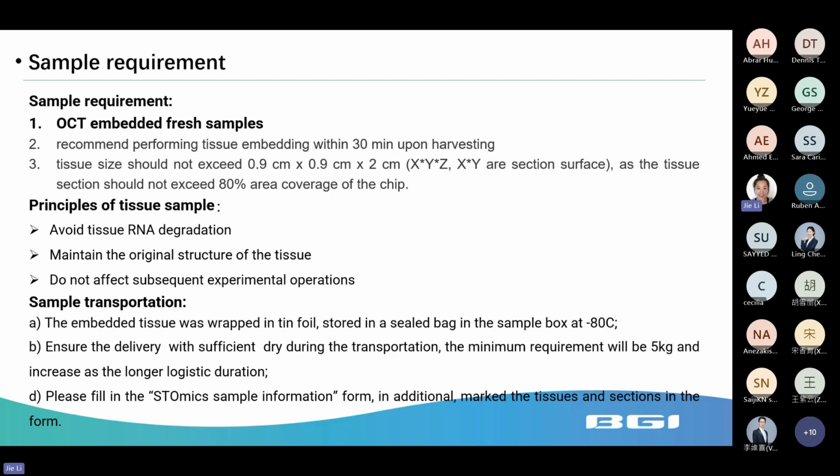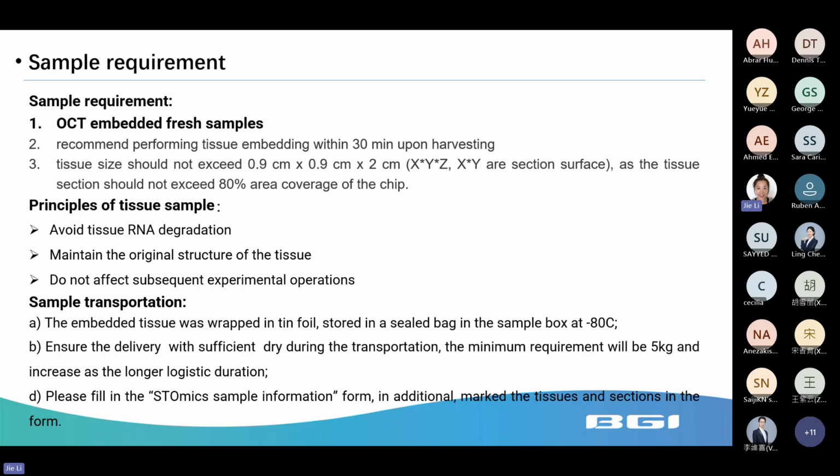And then the principle for the tissue samples is to avoid any tissue RNA degradation and maintain the original structure of the tissue. We also suggest that you do not have anything that will affect the further or downstream experimental operations.